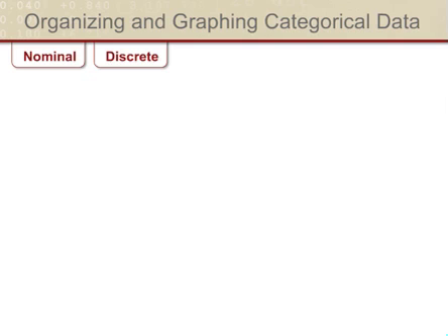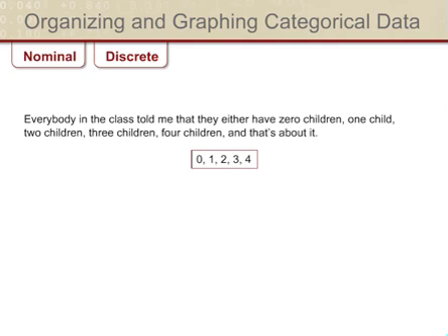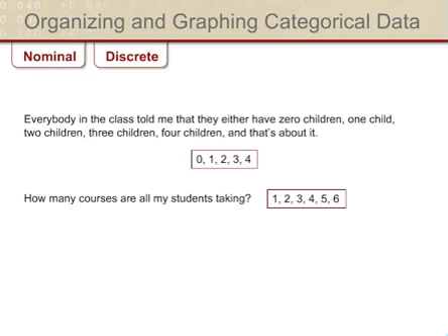Like if everybody in the class told me that they have either 0 children, 1 child, 2 children, 3 children, 4 children, and that's about it. Since you have such a limited range of values, you could certainly use it. Or how many courses are all my students taking? Well, I don't know of any students of mine that are taking more than 5 or 6 classes, so you'd have numbers ranging from 1 to 6. Once again, as long as it's a limited number of values, you could certainly use it to analyze discrete data that is numerical. But of course, realize this tool is not going to compute averages and such, but still, you're going to get an extra chart or two that you're not going to get from some of these other applications. Now let's move on.